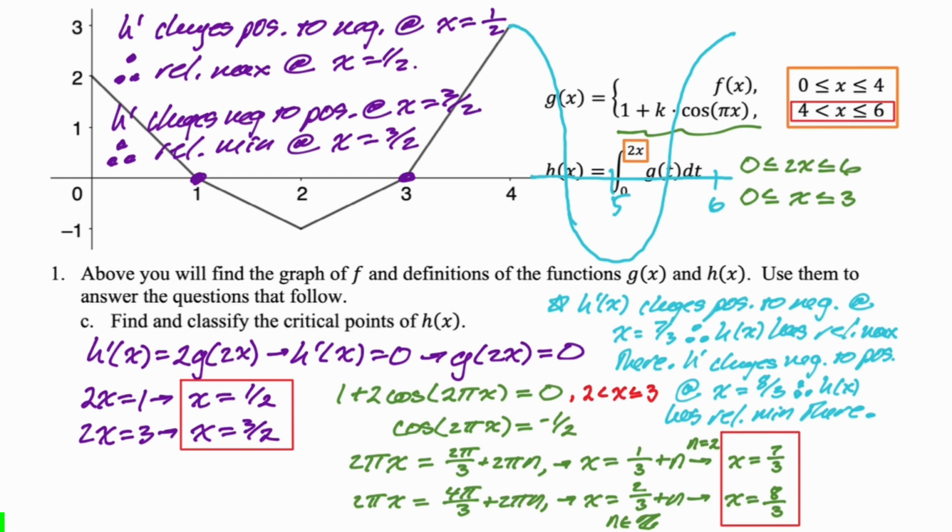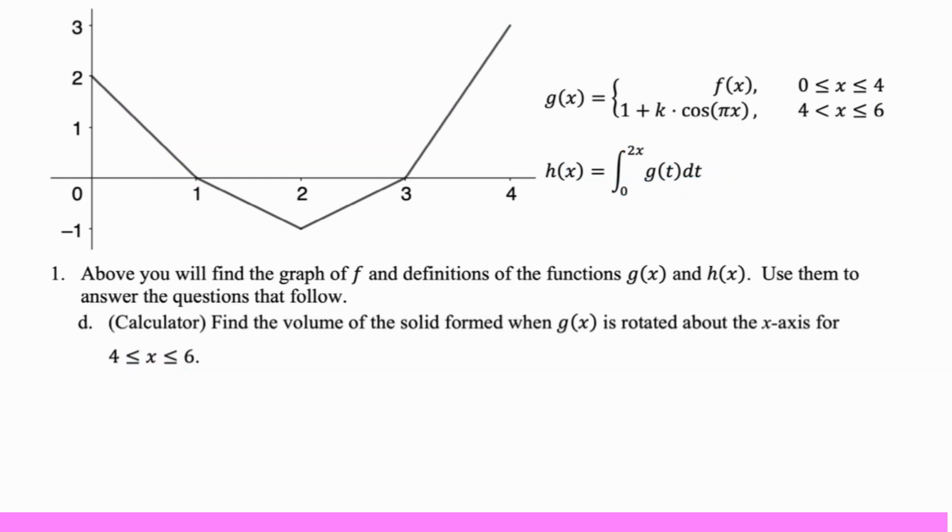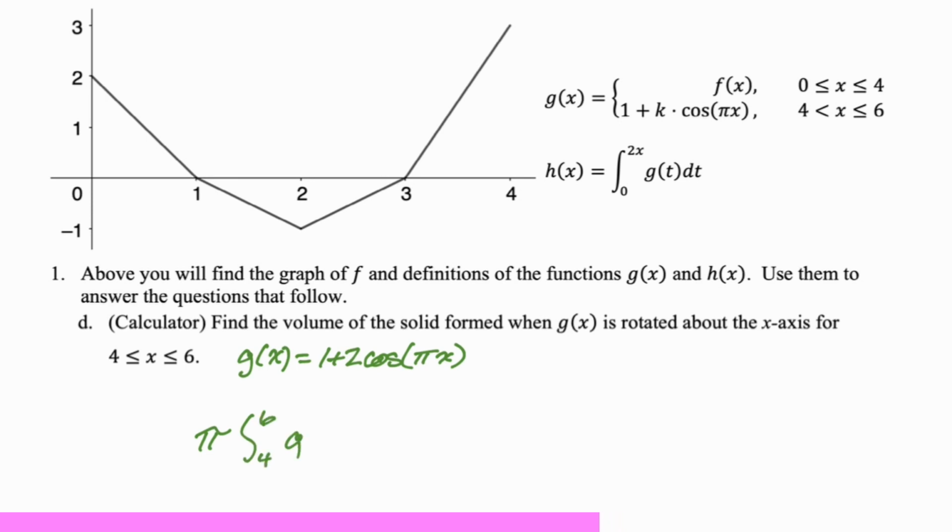All right, let's take a look at the next one. Find the volume of the solid formed when g of x is rotated about the x-axis between 4 and 6. Hopefully you got the value of k right, because we just keep using it over and over. All right, so this one is straightforward, just volume of revolution. So we know g of x is 1 plus 2 cosine of pi x. So we're just going to do pi, the integral from 0 to 4, and then the radius, which is g of x squared dx. It's a calculator problem.